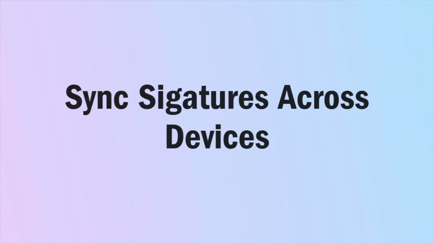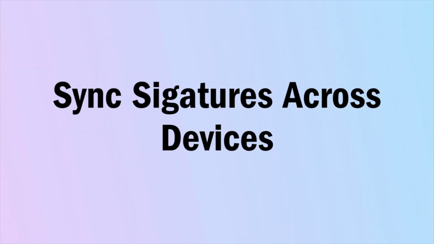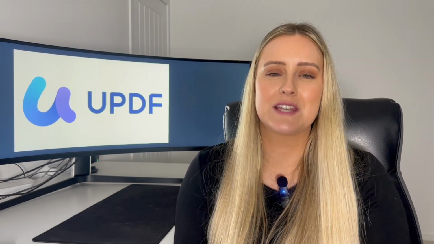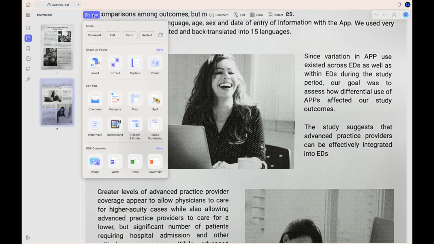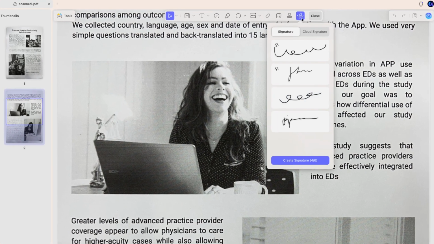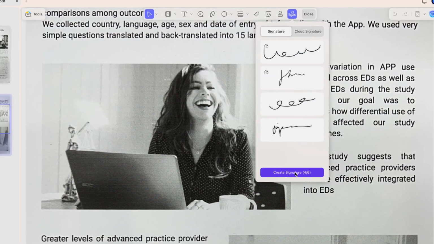You can create a signature once and upload it to the UPDF cloud so it's available for all of your documents across all of your devices. Here's how it works. Go to Tools and choose Comment. Select the signature option from the top toolbar and click Create. Choose how you want to make your signature.